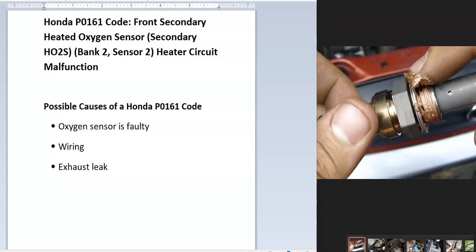So today I'm talking about a Honda with the P0161 code, what it is and how you go about fixing it. So what is a Honda P0161 code? Well, it's a front secondary heated oxygen sensor, secondary HO2S bank 2 sensor 2 heater circuit malfunction. And what does this mean?